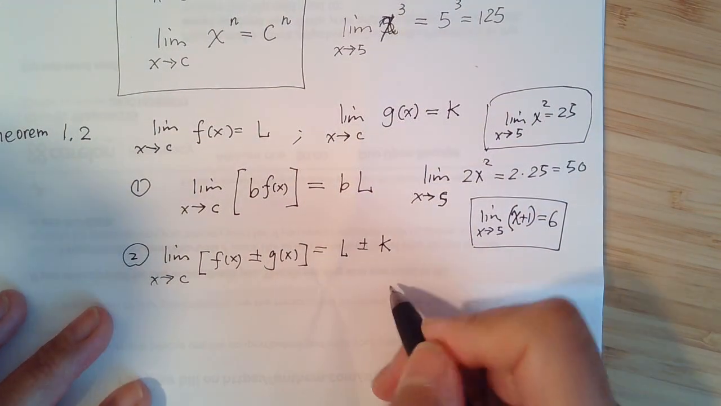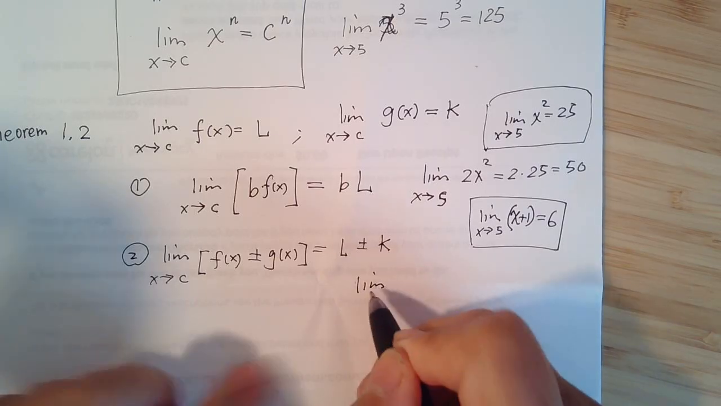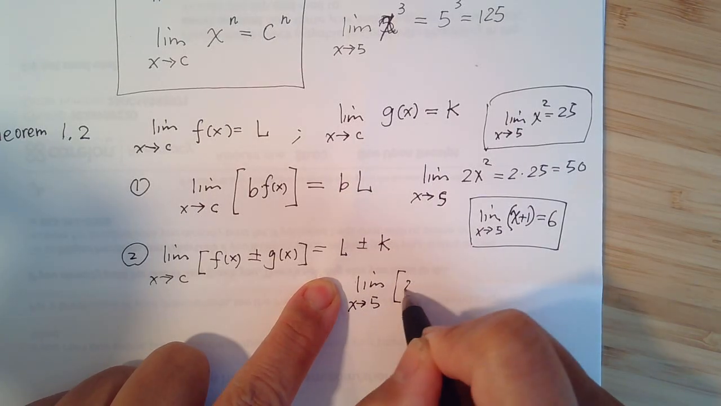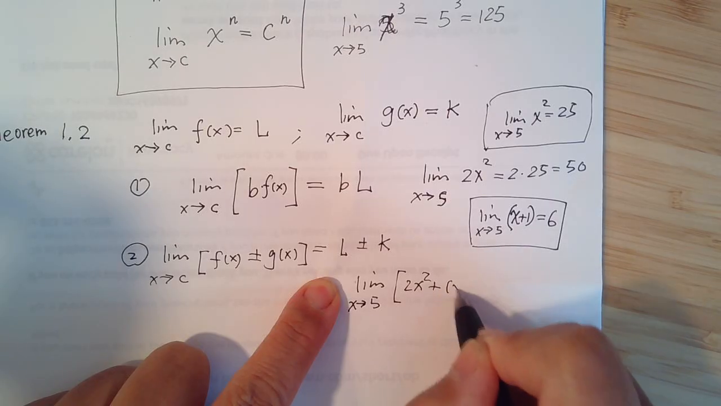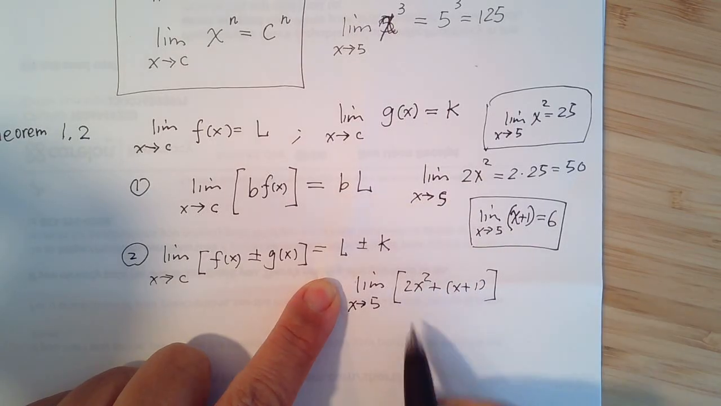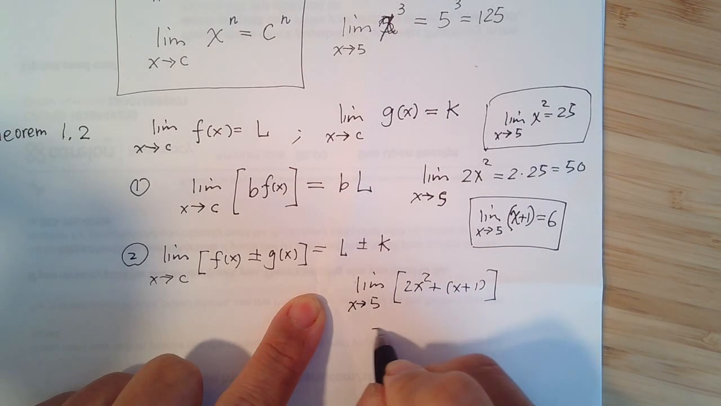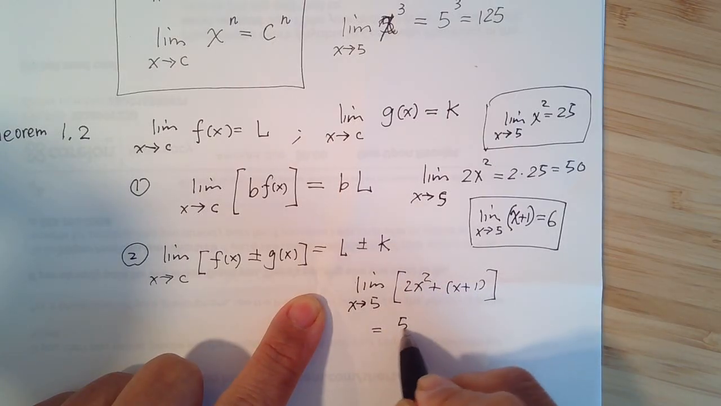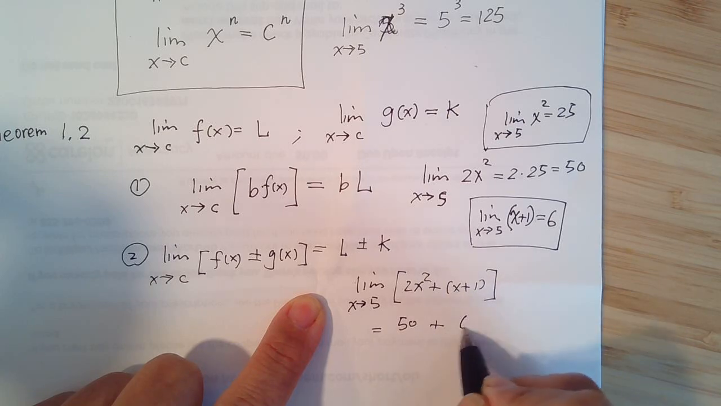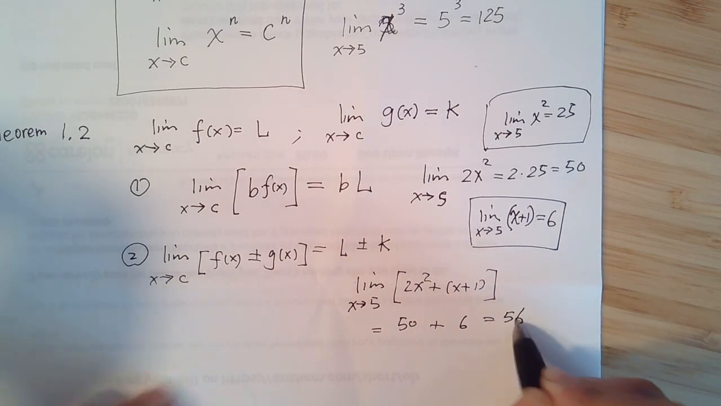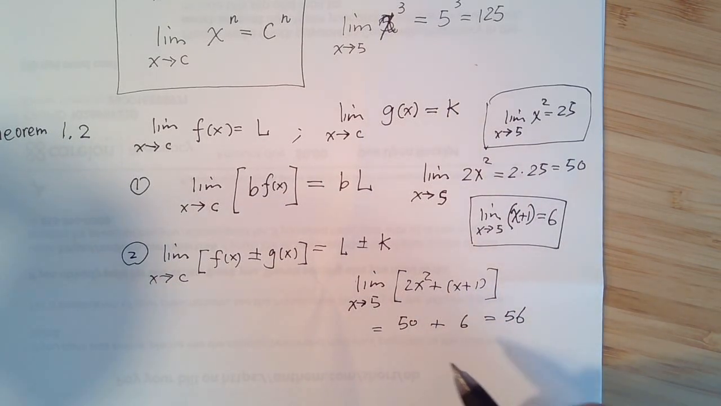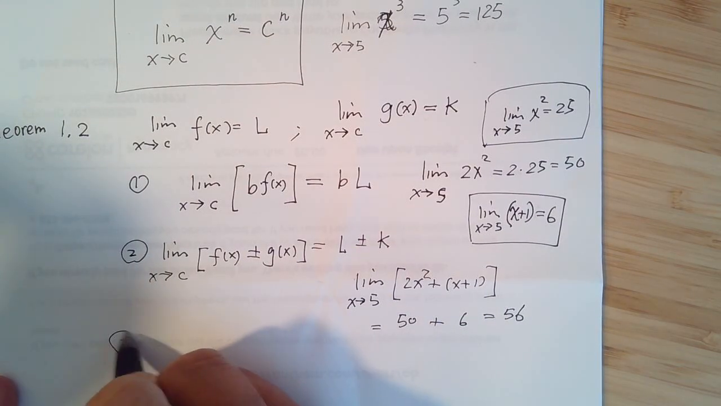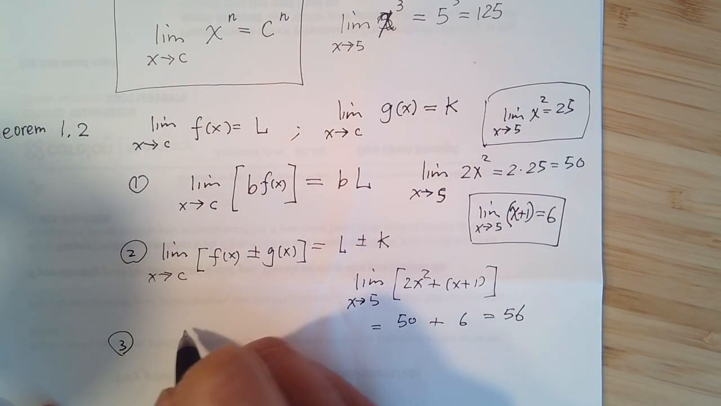So which means the limit when x approaches 5 of 2x squared plus x plus 1, see, f plus g, would be this limit, which is 50, plus this limit, 6. So the answer is 56. So that's a property, addition and subtraction, or sum or difference. Number 3, product.